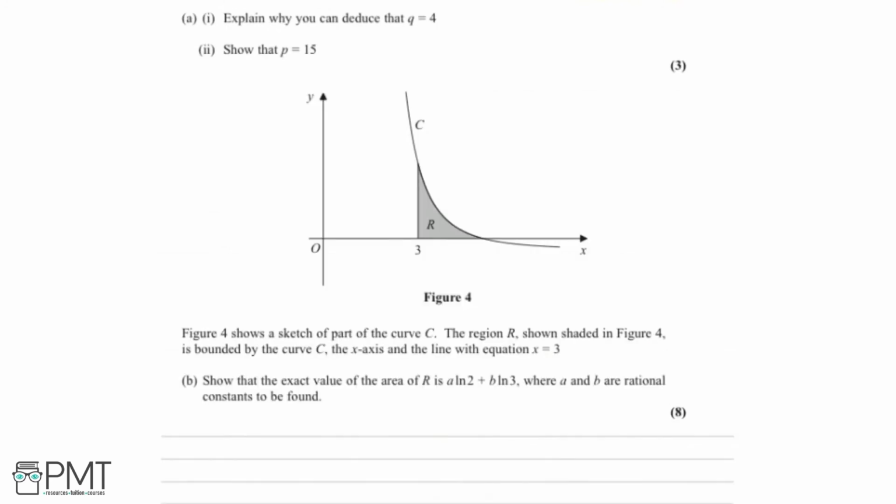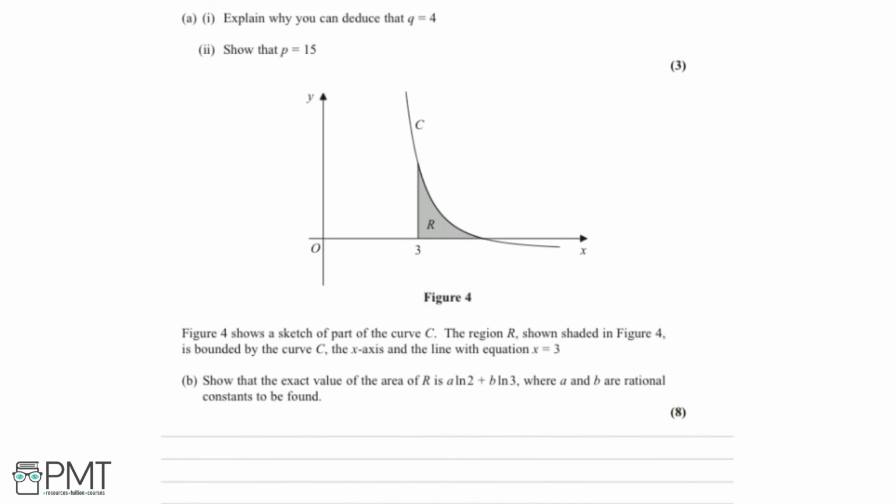So we're now going to work through part B. So figure 4 shows a sketch of part of the curve C, and the region R, shown shaded in figure 4, is bound by the curve, the x-axis, and the line with the equation x equals 3. Part B says we show that the exact value of the area of R is a natural log of 2, plus b natural log of 3, where a and b are rational constants to be found. And this is for 8 marks.